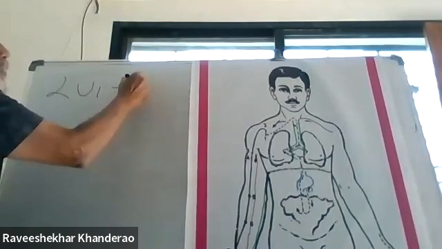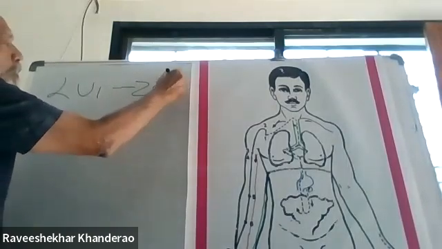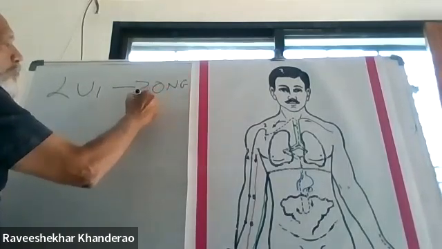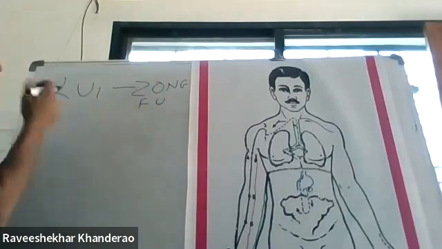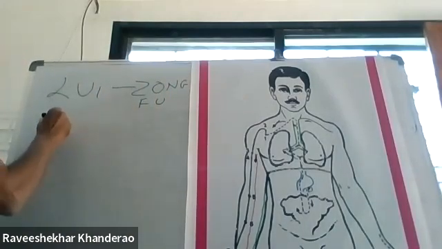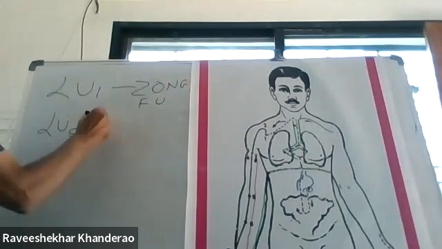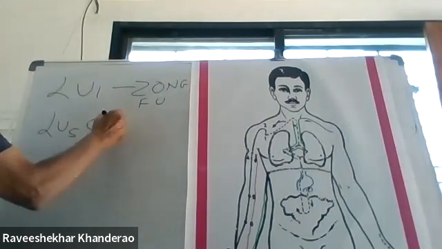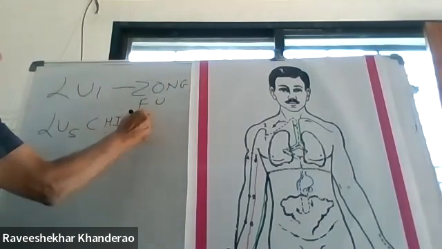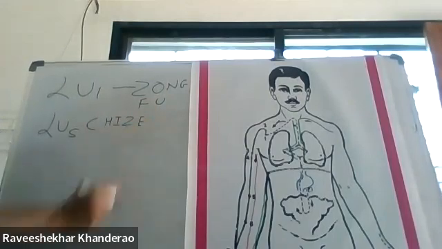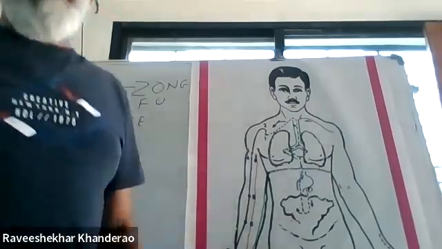LU1, Zhongfu. Now LU5, Chize. Okay. That's not important, but lung 5 you need to understand.